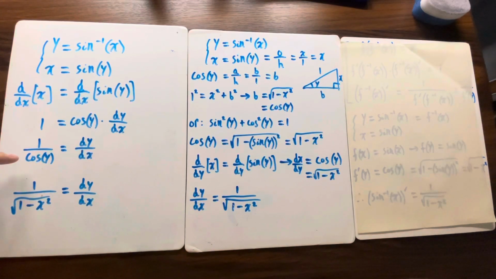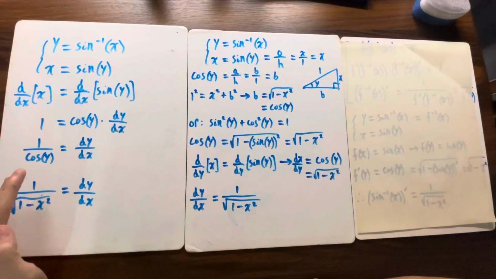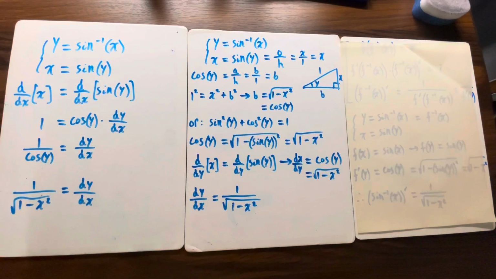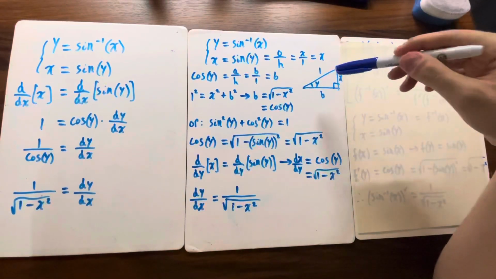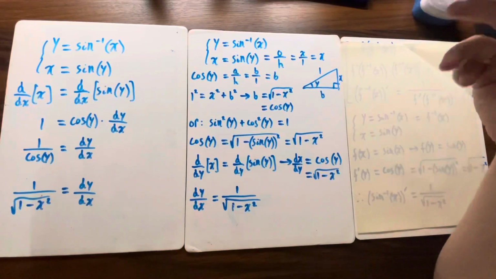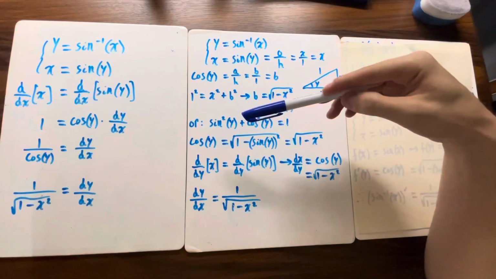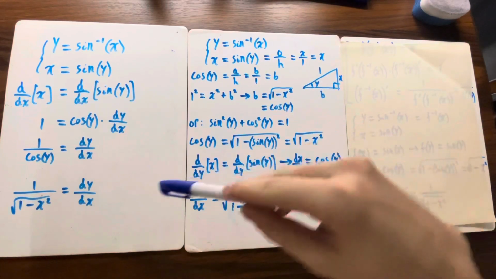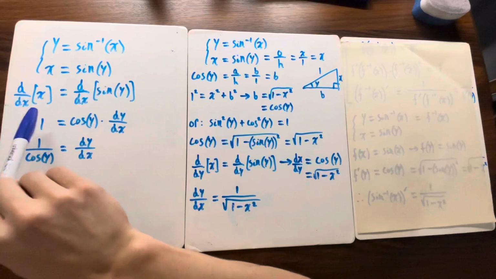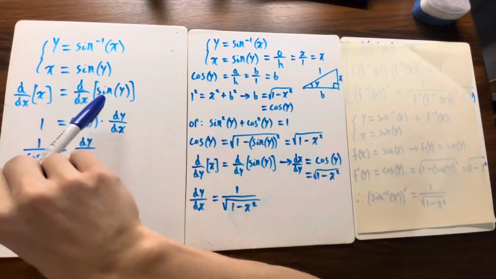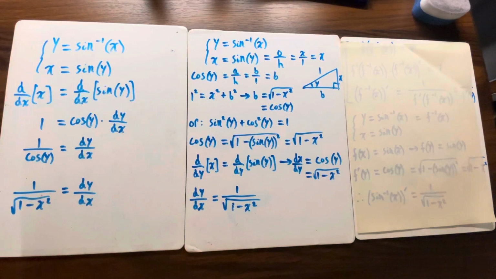And again, to solve for cosine y, you can use a triangle, or you can use this identity. So we find out that cosine y is equal to the square root of 1 minus x squared. So that's the other way. So again, to solve for cosine y, you're either going to use a triangle or the identity. It's up to you. You don't have to do both. And then, of course, you can differentiate with respect to y, or you can differentiate with respect to x. But in this case, differentiating with respect to x, we had to use implicit differentiation.